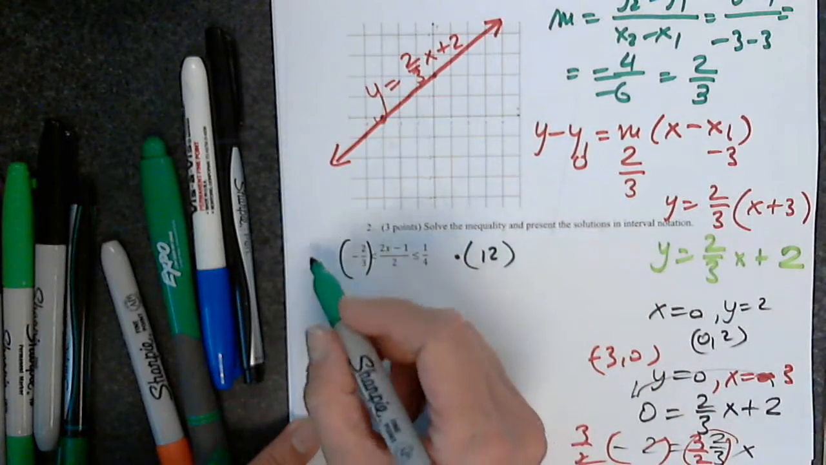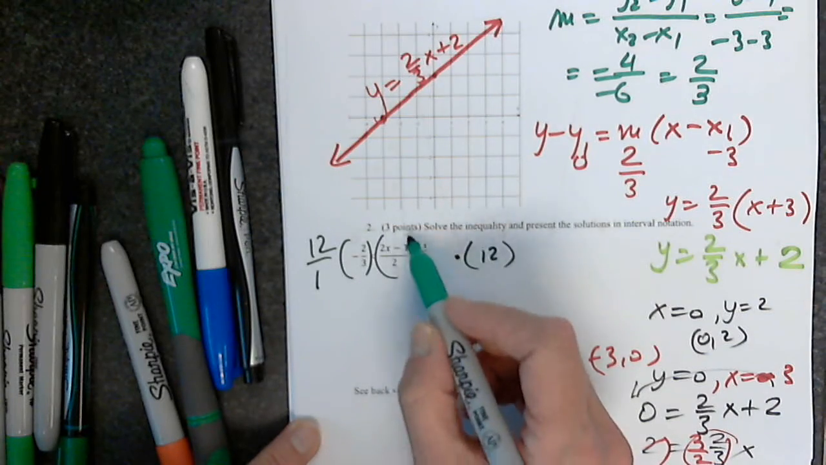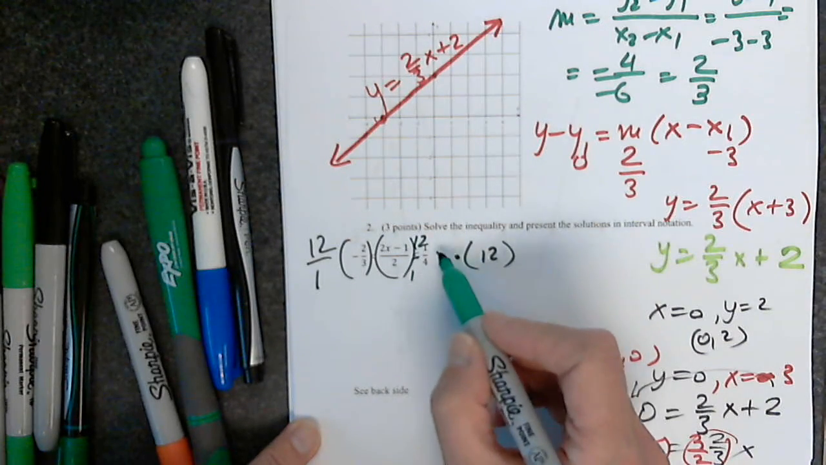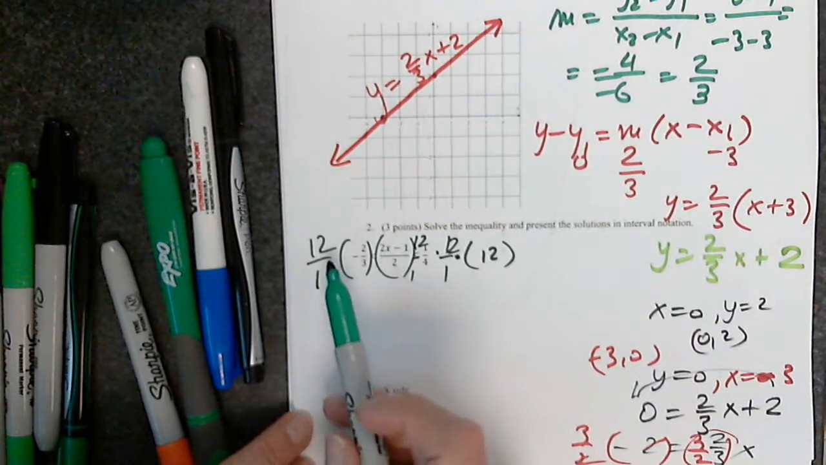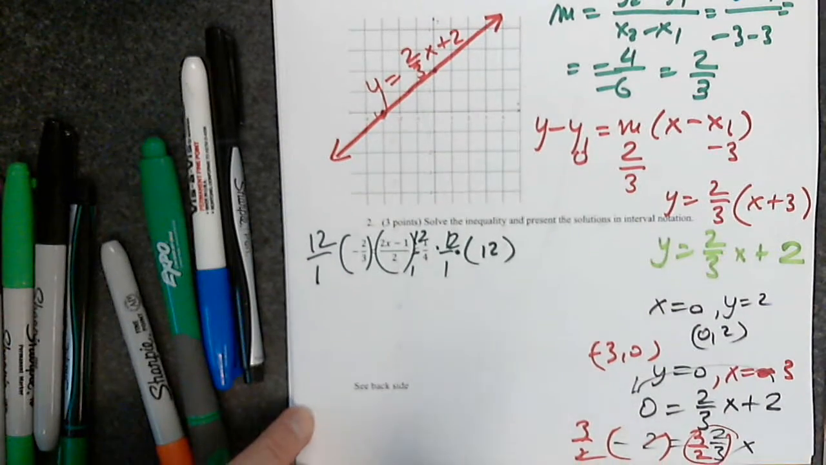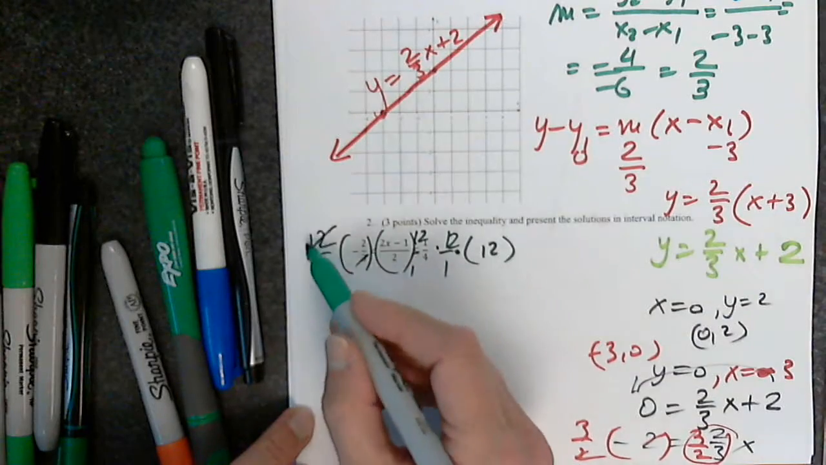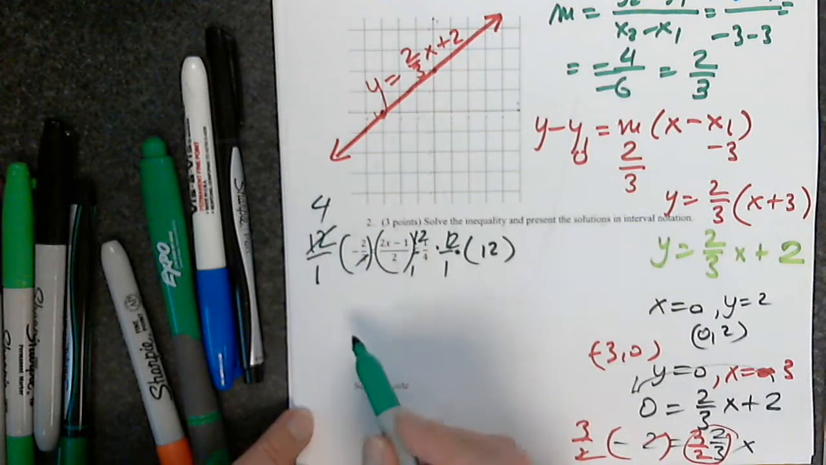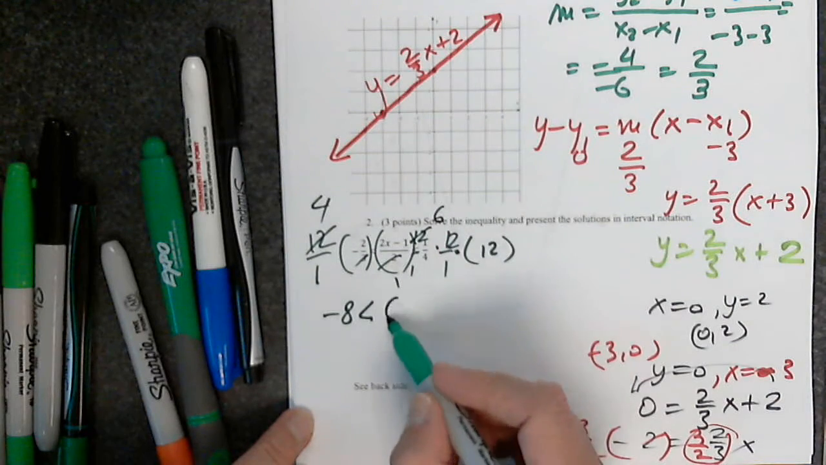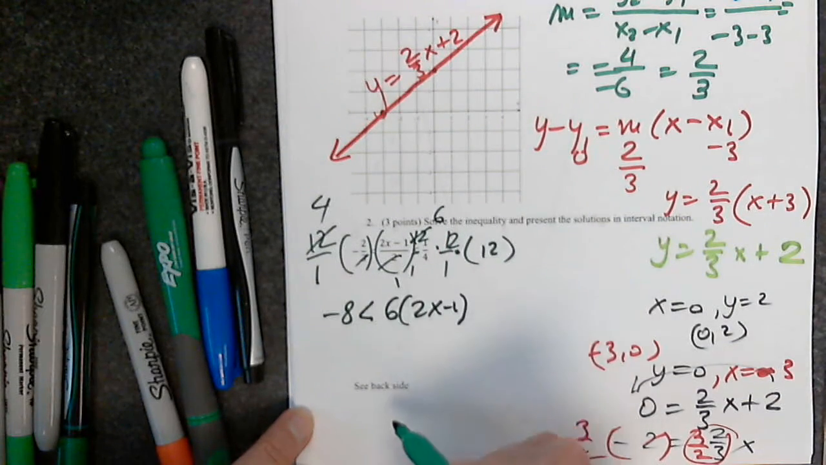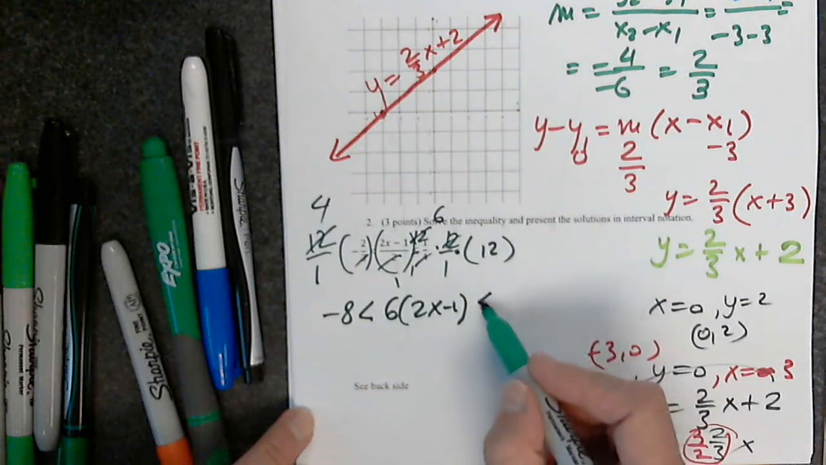Very good. So multiply this side by 12 over 1, multiply this side by 12 over 1, and multiply this side by 12 over 1. So when you multiply, again, simplify. That's the key. Simplify first. So I'll simplify. So I see a negative 8 less than. I simplify, and I see 6 times 2x minus 1. And I simplify, and I get a 3.